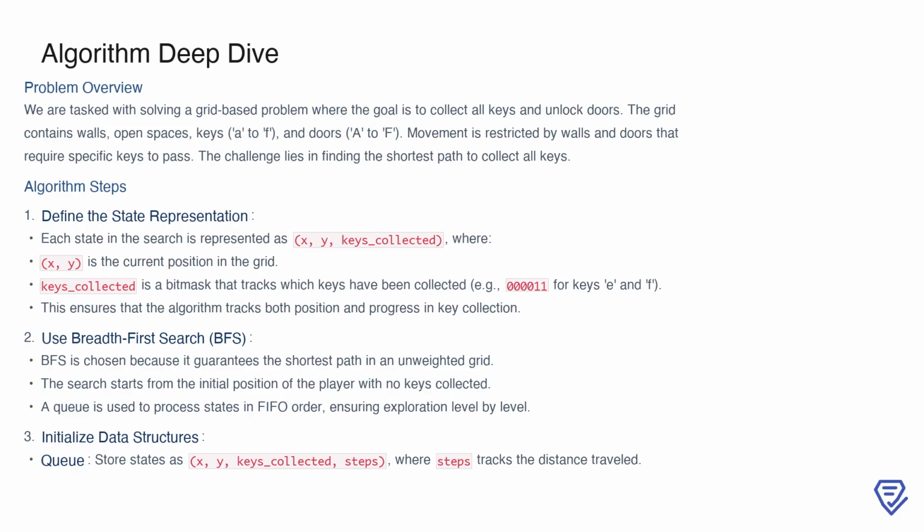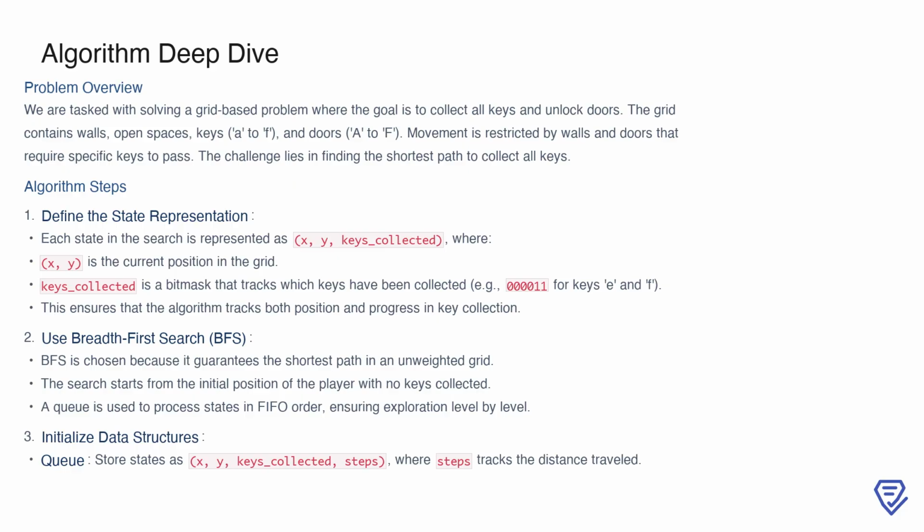To solve this, we define each state in the search as a combination of the current position, represented by coordinates x, y, and the keys collected so far, represented as a bit mask. For example, if you've collected keys E and F, the bit mask would look like 000011. This helps track progress efficiently. We use breadth-first search, or BFS, as our main algorithm because it guarantees the shortest path in unweighted grids.